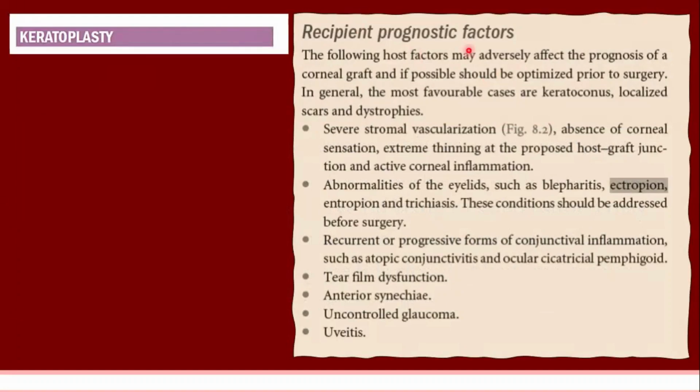And this paragraph was taken from the keratoplasty chapter. One of the factors that adversely affects the prognosis of the corneal graft is if the patient has ectropion. So before keratoplasty, you have to address any eyelid abnormalities like blepharitis, ectropion, in order to increase the success of your graft, the success of your surgery.